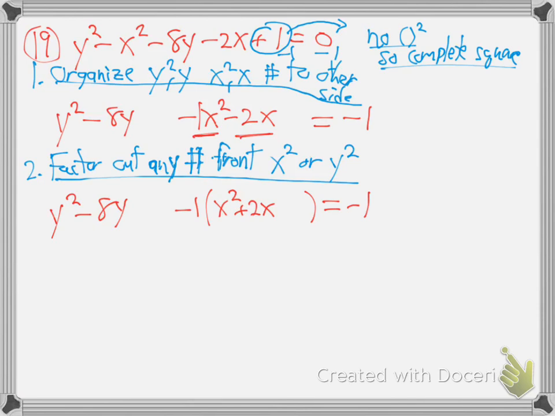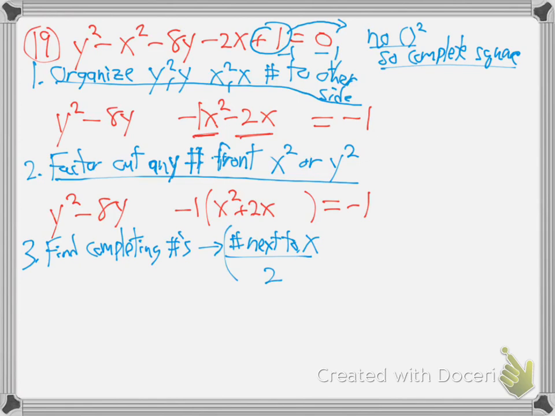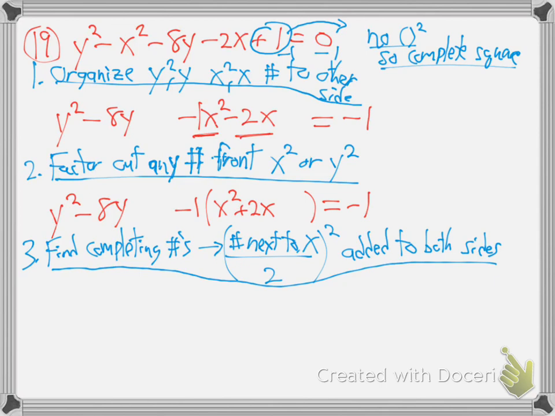All right, step 3 is find the completing numbers. Right? Which is the number next to x or y, same thing, over 2 quantity squared. Remember that? Number over 2 quantity squared, added to both sides. Remember that? So we've got to find those completing numbers. But you're going to subtract 1 from... So how do we find those completing numbers?